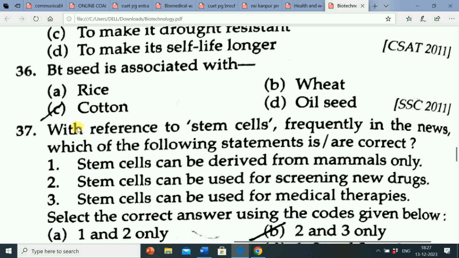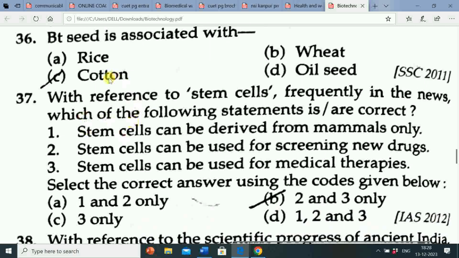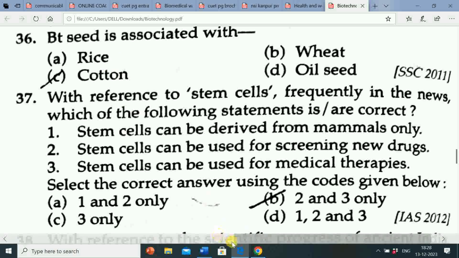Next question, BT seed is associated with option A, rice; option B, wheat; option C, cotton; option D, oil seed. So the correct answer is option C, cotton. BT seed is associated with cotton.